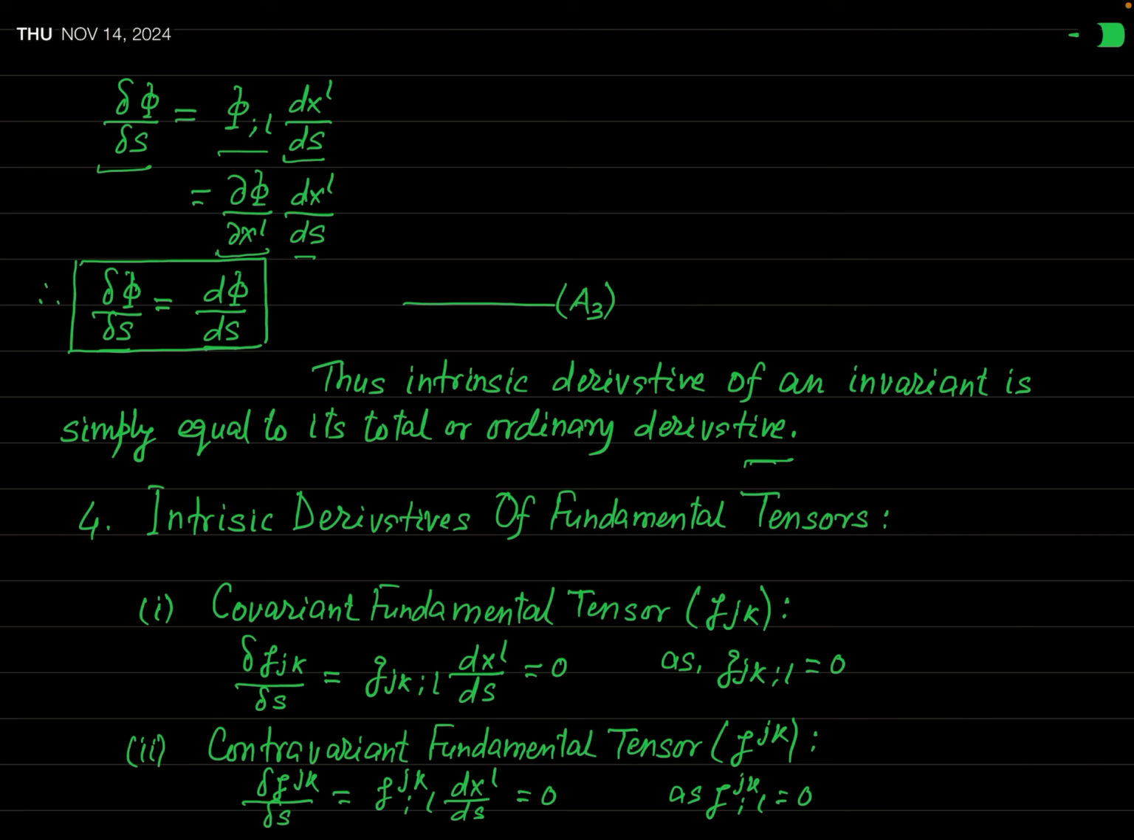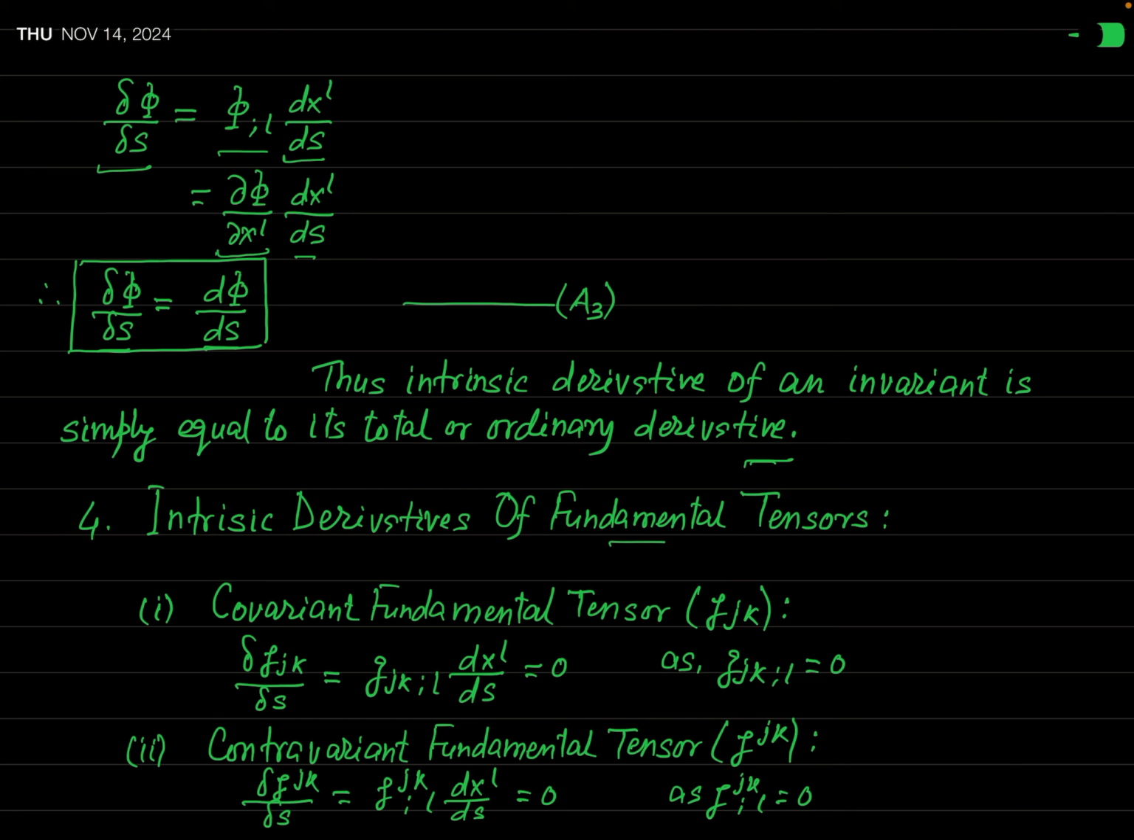Now we will see the intrinsic derivative of the three fundamental tensors, and for this you must remember the previous result when I discussed the covariant derivative of fundamental tensors. You have seen that the covariant derivative of all the three fundamental tensors is equal to 0. And so here we will again find that the intrinsic derivatives of all the three fundamental tensors will be 0. But how can you see this?